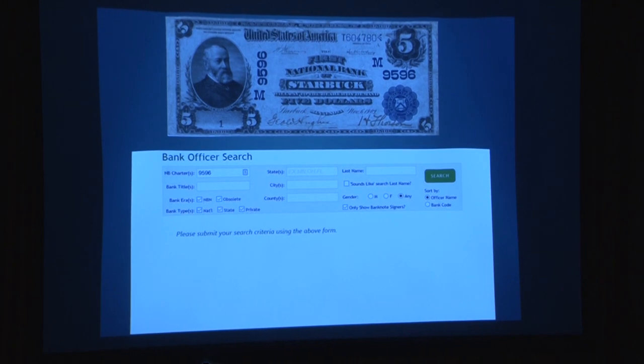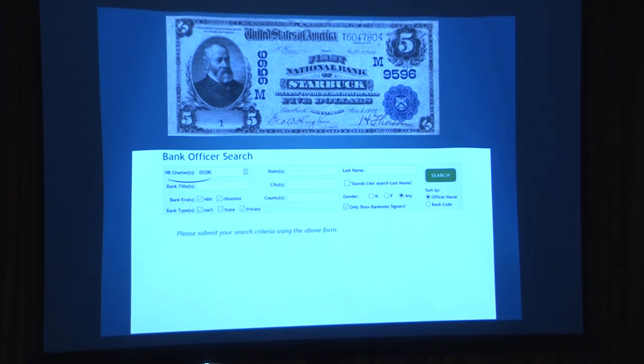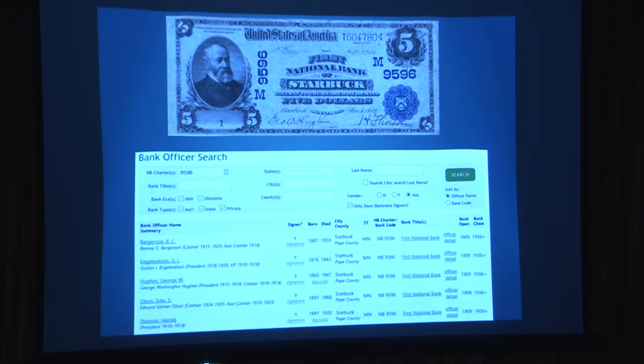And it'll come up with a screen here for the bank officer search, that's kind of the homepage for the database there. Now, in this case, we just want to get the information for this bank, so the easiest way to do that is just to put the charter number into the charter search field there, click on the search button, and that'll bring up the bank officers that are on file in the database for this charter number for this bank.